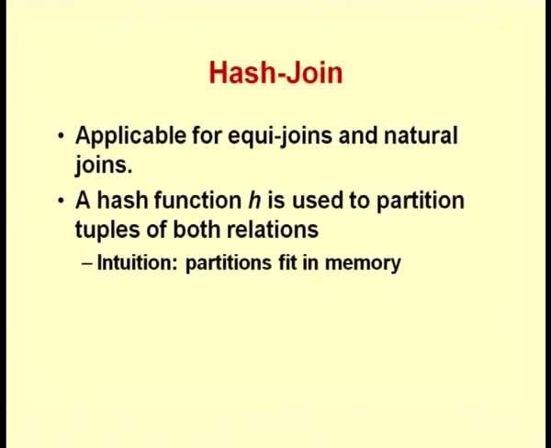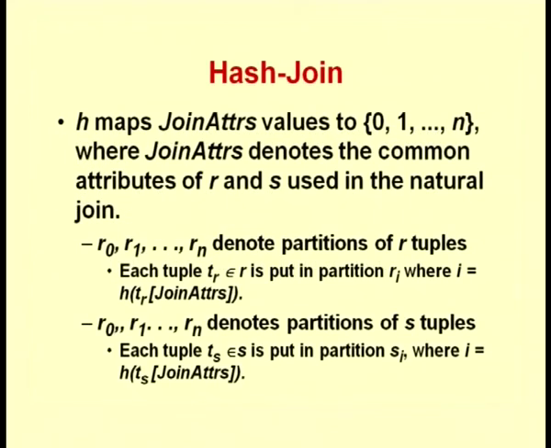The hash join, which you have seen in the last lecture, is again used here. It applies to equijoins and natural joins. A hash function h is used to partition the tuples of both relations, such that one part resides in memory and the other does not. So h maps, just like before in hash join, the join attribute values to 0, 1 to n, where join attributes denote the common attributes of R and S used in the natural join. Suppose R0, R1, R2 to Rn denote partitions of R tuples. Each tuple of R is put in partition Ri, where i is equal to h(join attributes). S0 to Sn denote the partitions of S tuples.